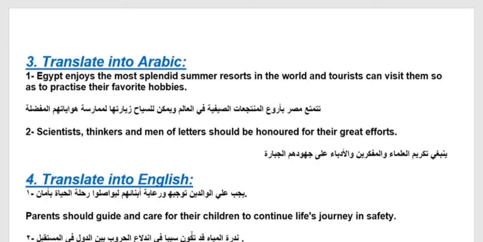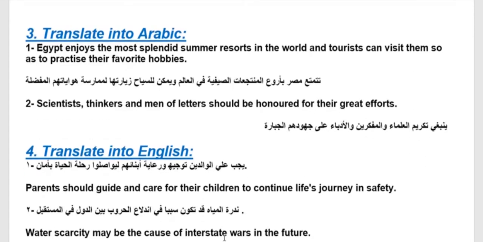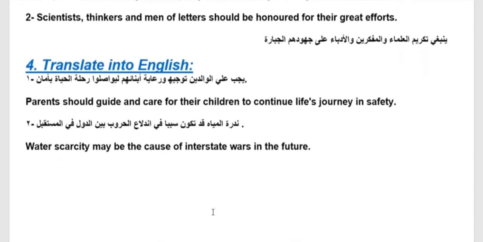The second part of translation from Arabic to English: ندرة المياه قد تكون سببا في اندلاع الحروب بين الدول في المستقبل. ندرة المياه, you can say lack of water, shortage of water, okay, but we are going to translate it in a different way here. Water scarcity may be the cause, the reason of interstate wars in the future. ندرة المياه قد تكون سببا في اندلاع الحروب بين الدول في المستقبل. Okay, this is the end of unit 4.